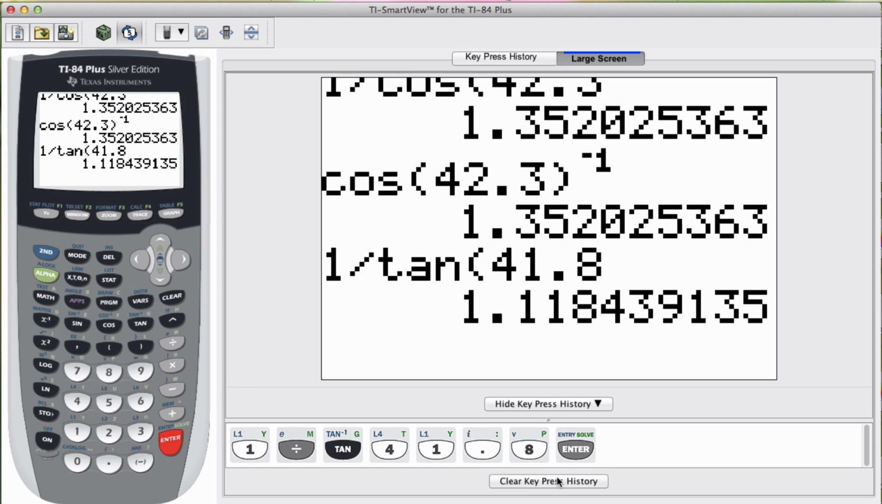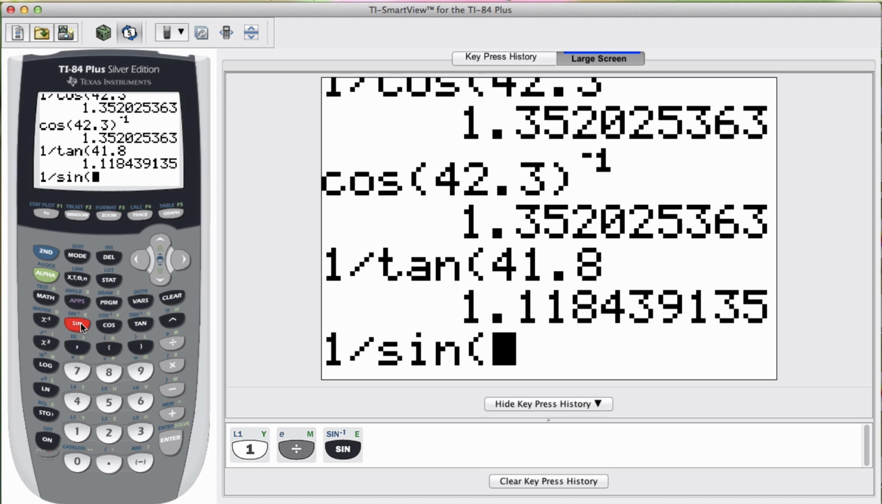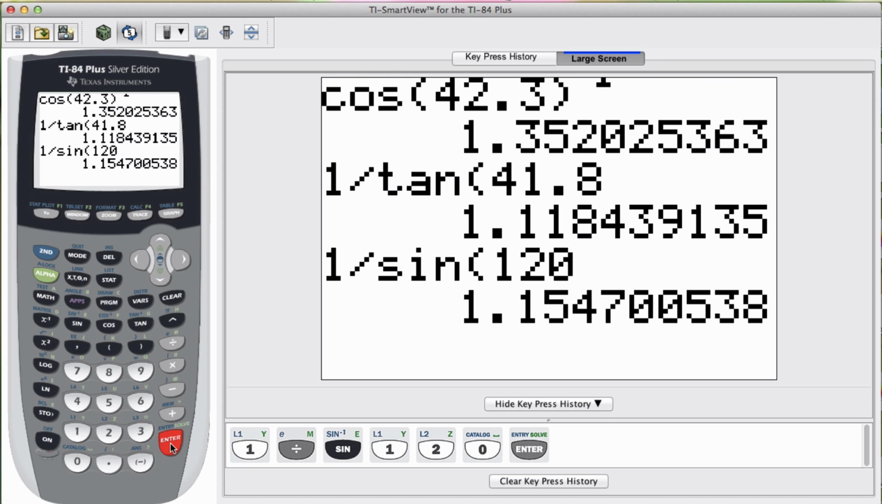Okay, our last problem of this section says cosecant of 120. I know that cosecant is the reciprocal of sine. So I'm going to do 1 divided by sine of 120. And when I press enter, I get 1.1547. Okay, so right now we've really gone through half of the concepts you guys are going to have to know for this particular lesson.